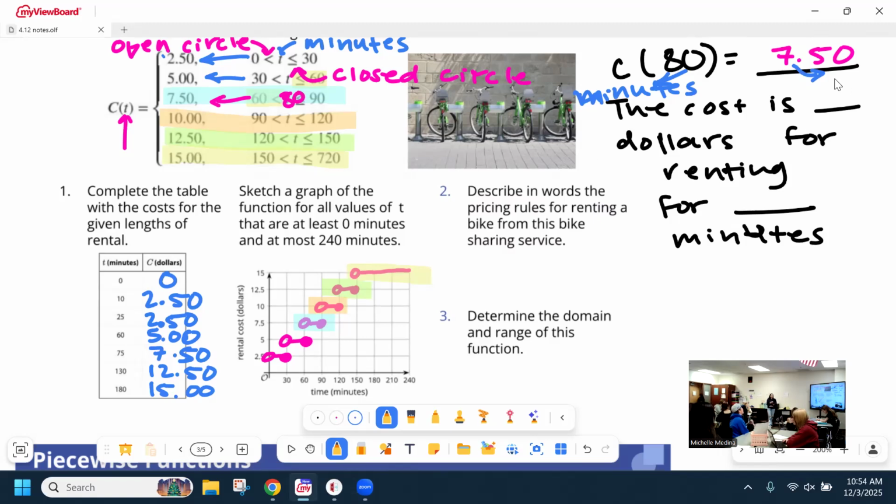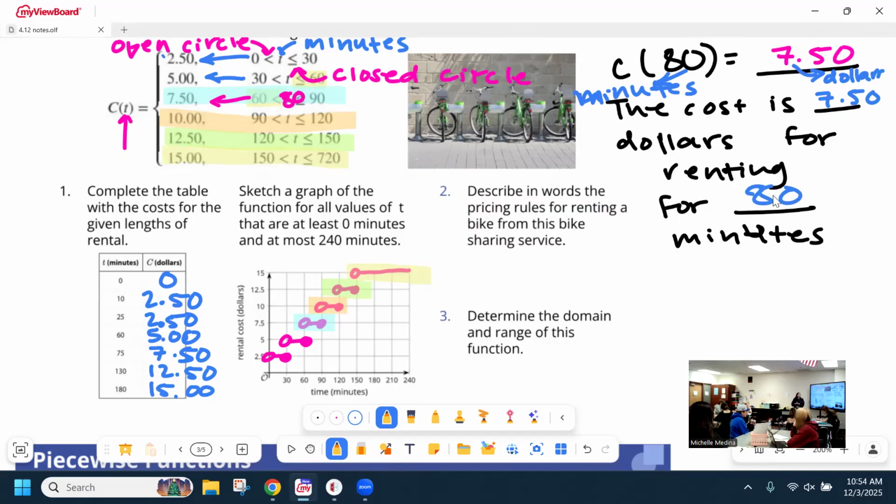And if they give you the graph, that's even easier. Otherwise, you just have to read to figure out what the other thing was. And when you're filling in these blanks, the cost is what? $80 or $7.50? So you make sure you put the $7.50 there. The cost is $7.50 for renting for blank minutes. How many minutes?